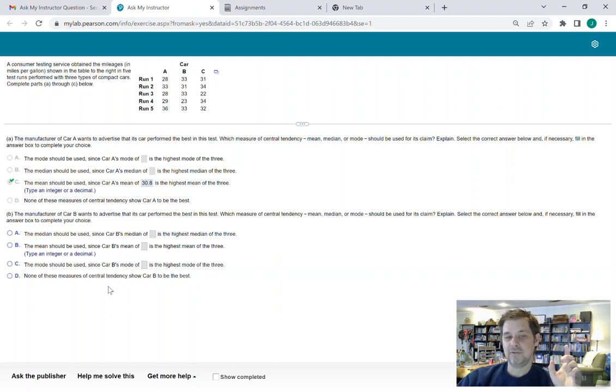I'll leave it to you to try to do this next part. How would car B compare favorably against A or C? In the same manner, should we use the median, the mean, or the mode? Or what if they were all equal and none of them showed that one was better than the other?